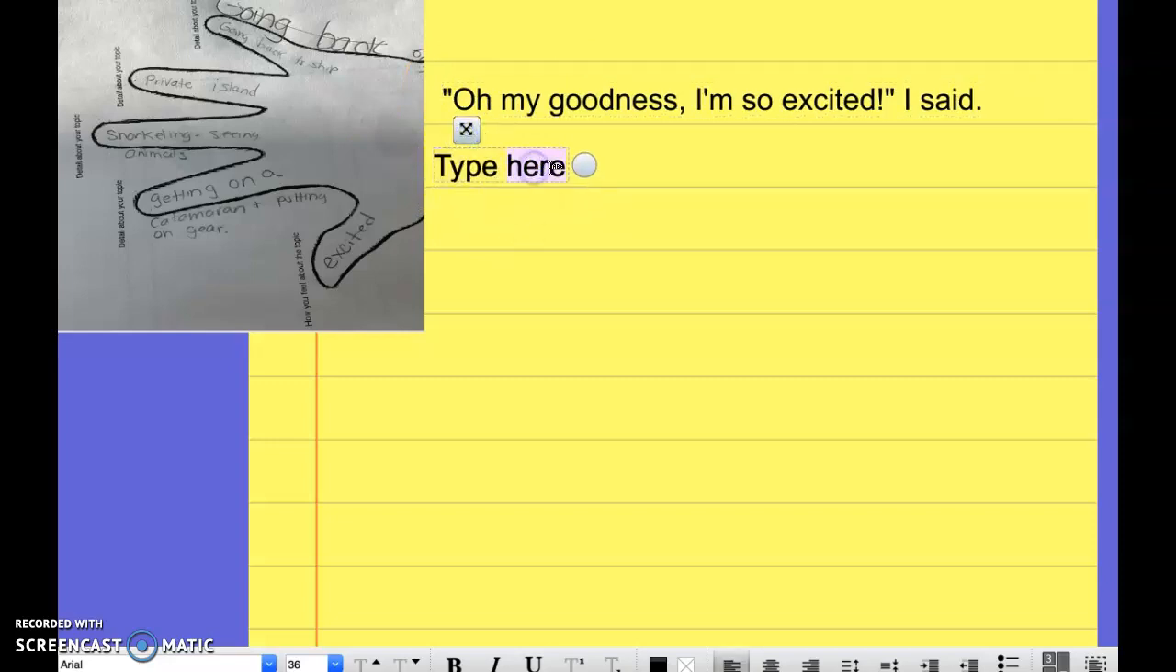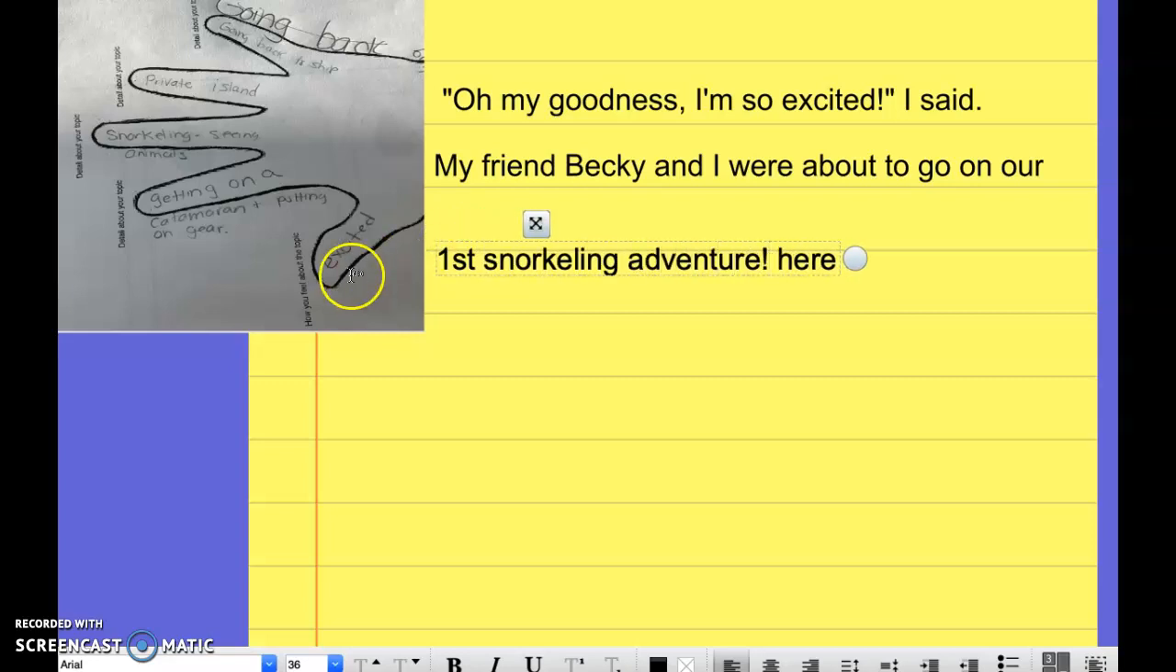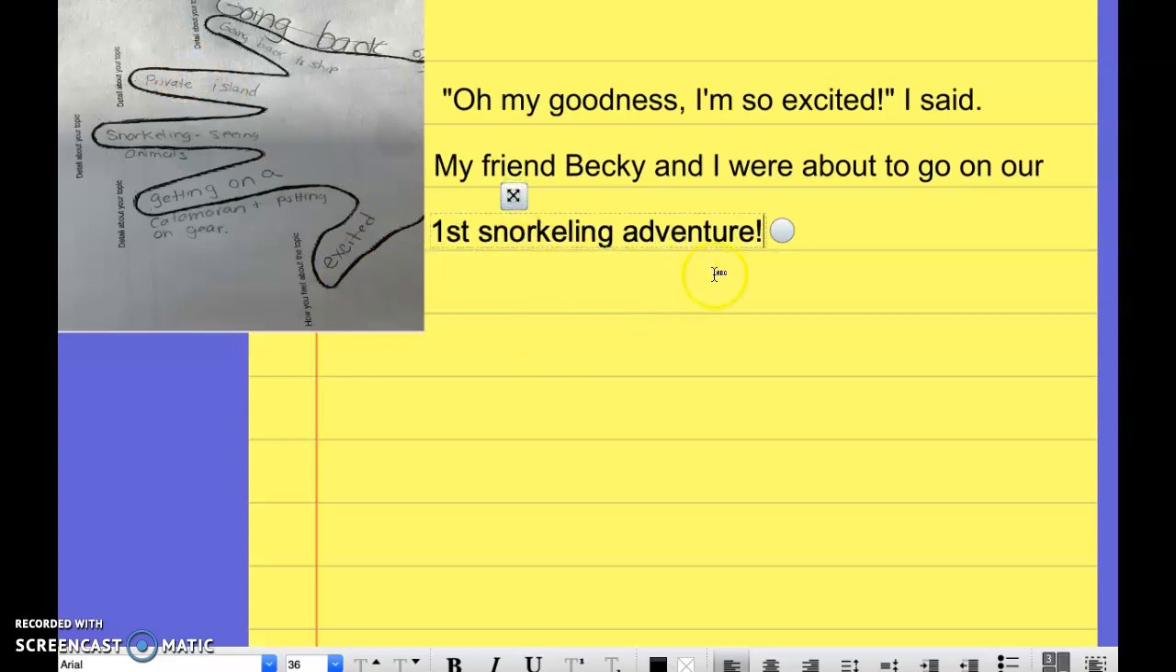I'm not done though. I'm going to go on a little bit more here and say, my friend Becky and I were about to go on our first snorkeling adventure. So I'm going to go reread that to make sure it all makes sense. So, "Oh my goodness, I'm so excited," I said. My friend Becky and I were about to go on our first snorkeling adventure.